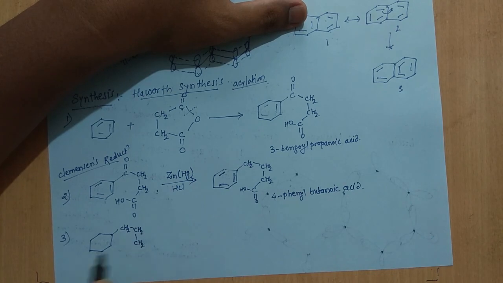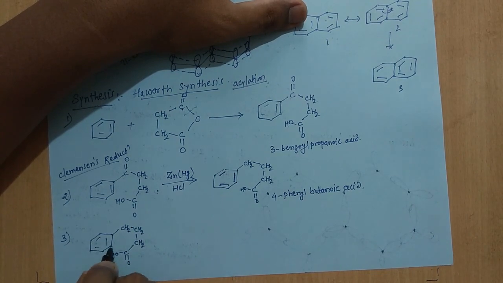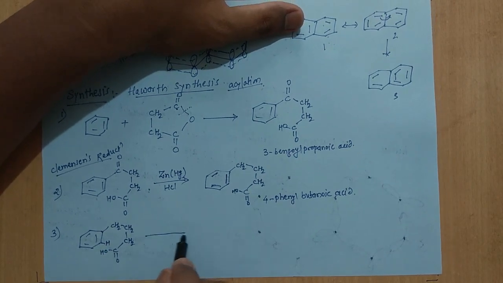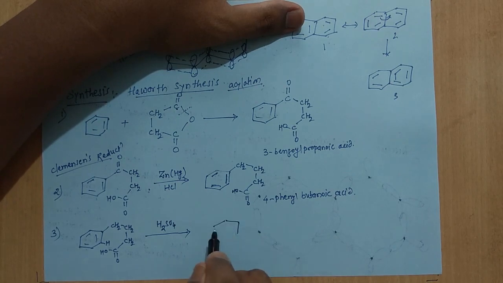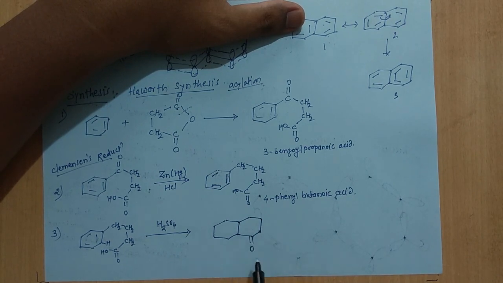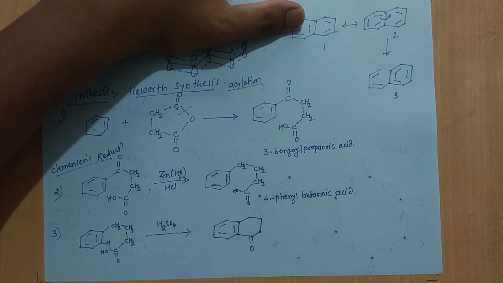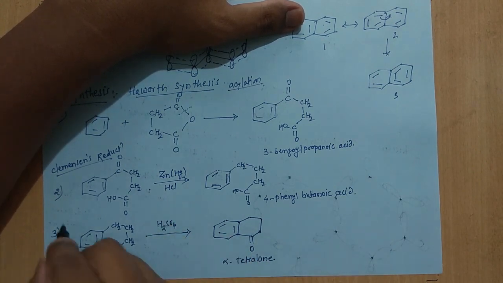You can call this third step cyclization. Okay, now if a water molecule is removed from this structure, it will give you a ring structure. That can be done by reacting this with sulfuric acid, and you will get a double bond O. Okay, this is called gamma tetralone. This is your third step. This is called cyclization.